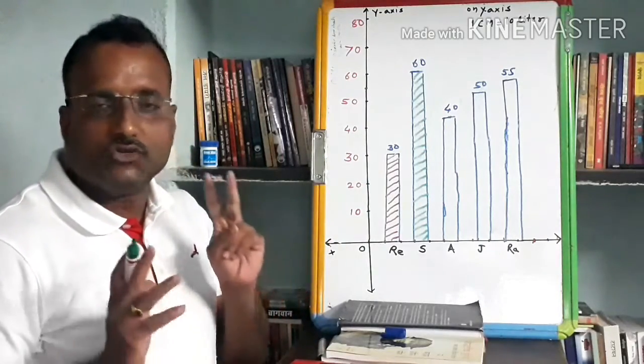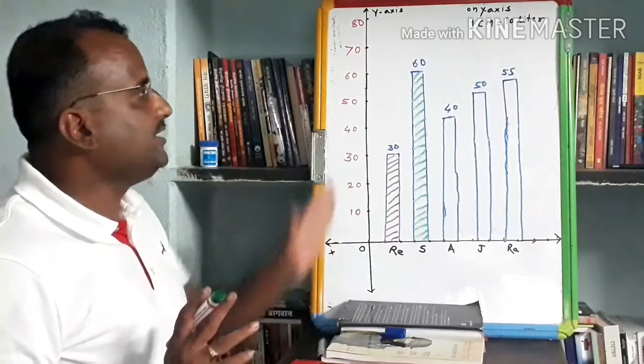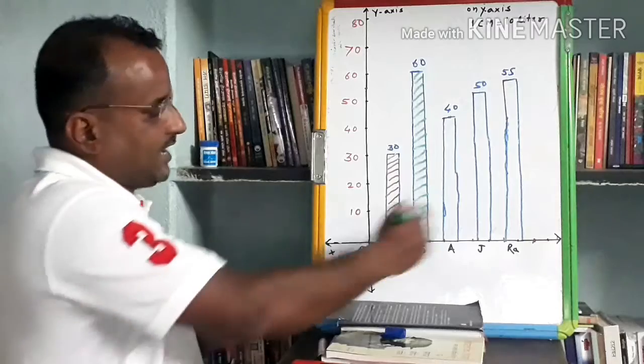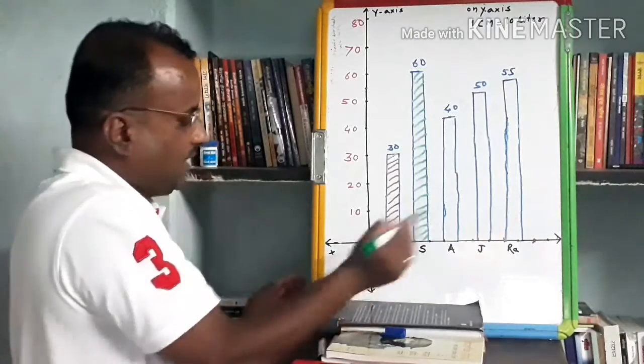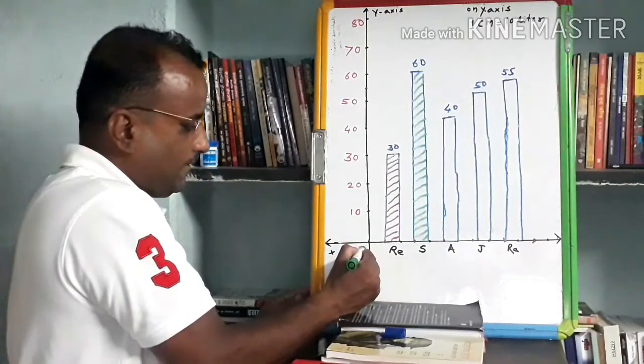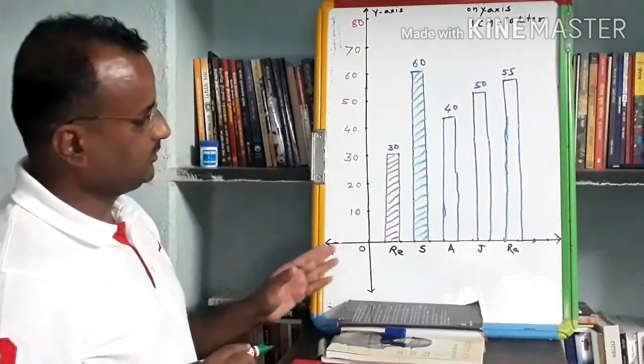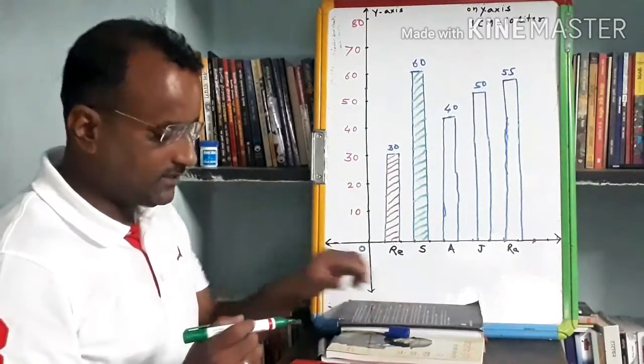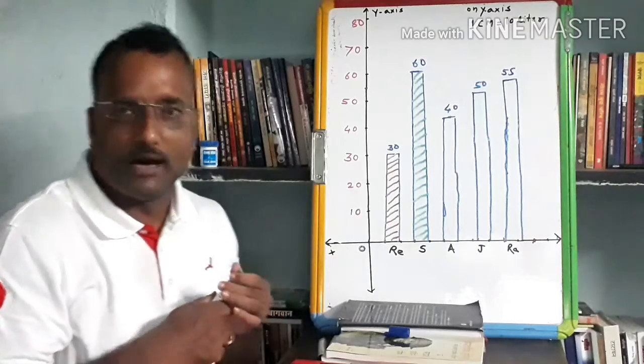A bar graph has two axes, one is the y-axis, the vertical axis, and the x-axis is the horizontal axis. Here is the starting point. So these are the bar graphs. We can see in this how to draw a bar graph.